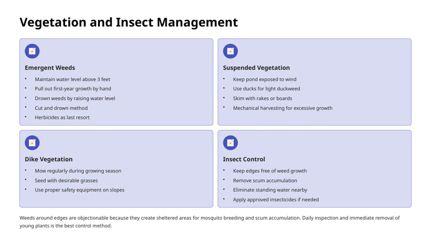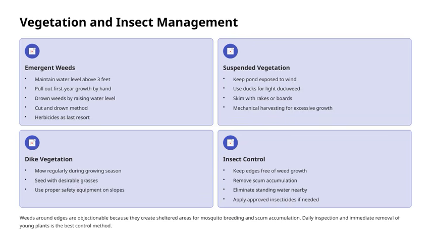For dike vegetation, mowing regularly during the growing season keeps unwanted plants under control. Planting desirable grasses on the dikes not only stabilizes the soil, but also reduces habitat for mosquitoes. Remember to use proper safety equipment when working on slopes to prevent accidents. Now, regarding insect control, the key is to keep the edges of the pond free of weeds and scum buildup.